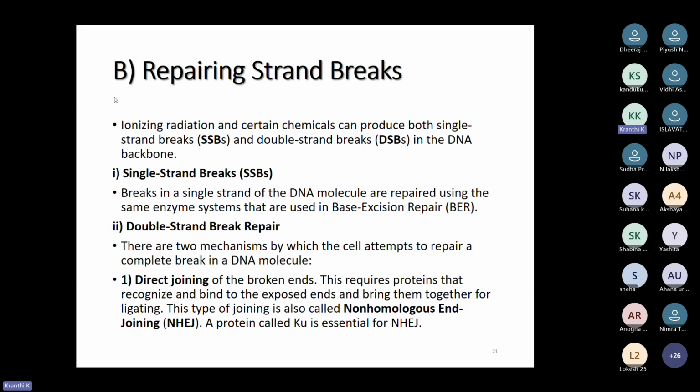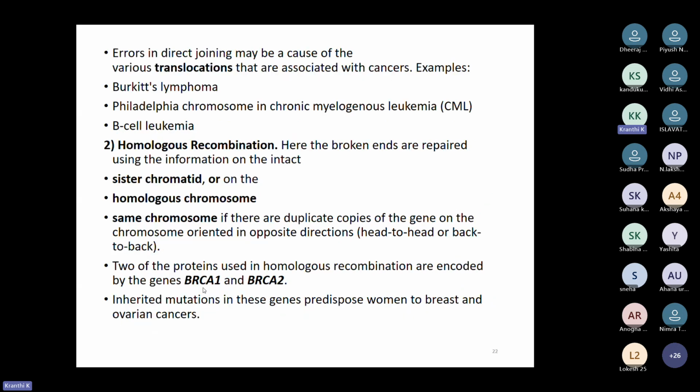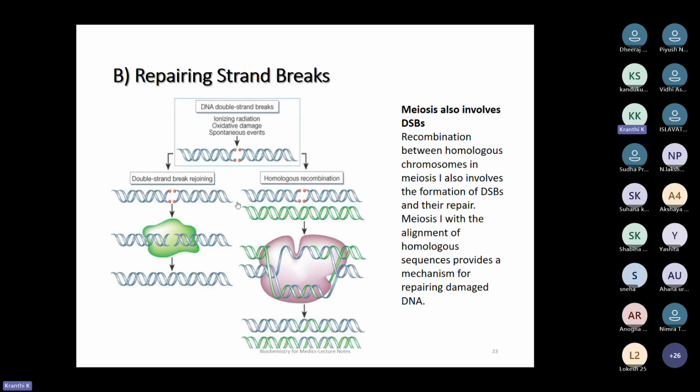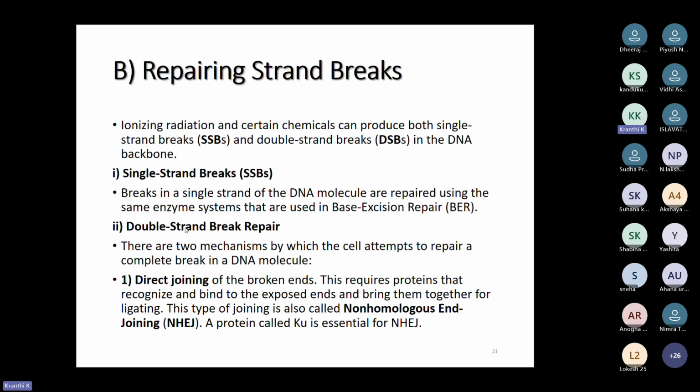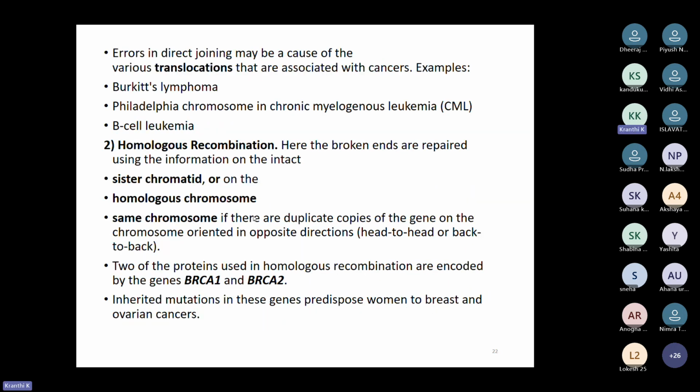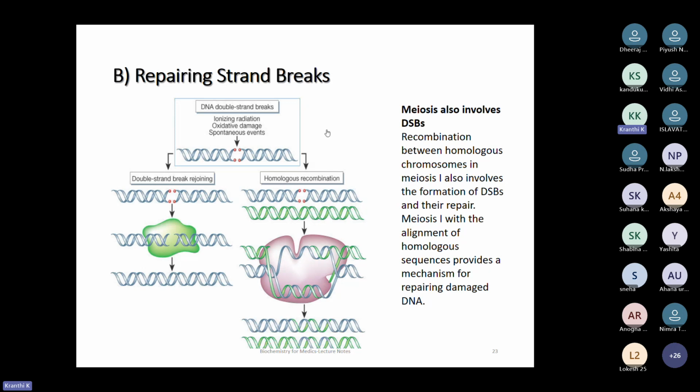Okay, then repairing strand breaks. Single strand break and double strand break. One is direct joining, it will do. One is the homologous recombination. The two chromosomes are there, right? So two chromosomes are homologous only, right? Then it will combine with the other chromosome. Got it? Either in the same chromosome or in the other chromosome. So here in the double strand break repair also, if it is not happening, then you will get this type of disease: Burkitt's lymphoma, B cell leukemia, Philadelphia chromosome. So this is about the repair.